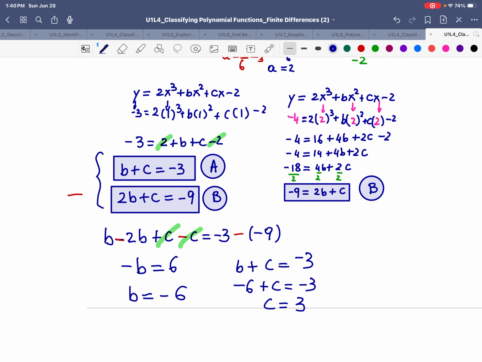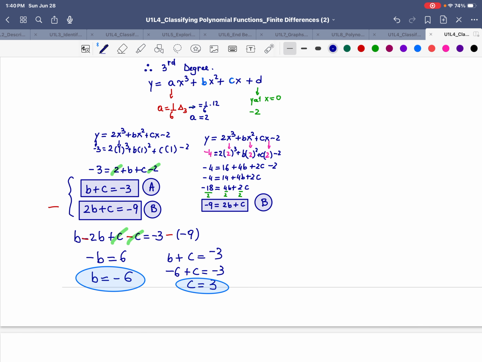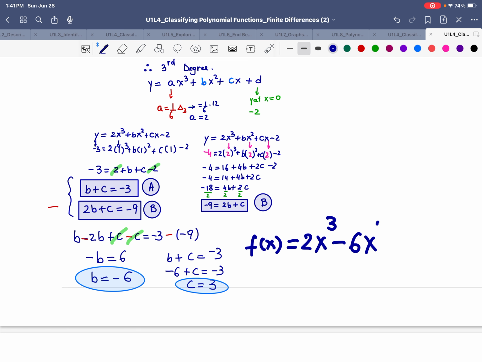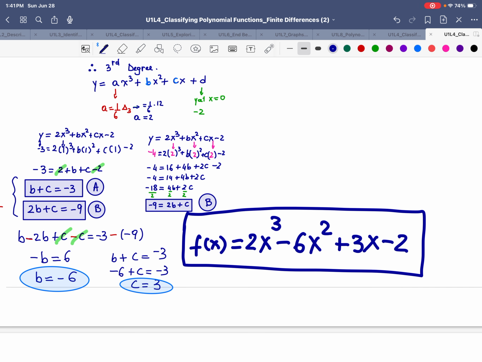So with this, we have also discovered the values of b and c, and we're ready to put them all together in the equation, and we will have the equation of this third degree polynomial function expressed in the form. You see a is equal to 2, and then we have x cubed with b value of negative 6, x squared, c value is equal to 3, so we have 3x, and the constant term, which was negative 2. And this would be the final answer to this problem.